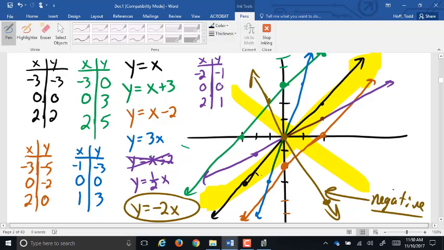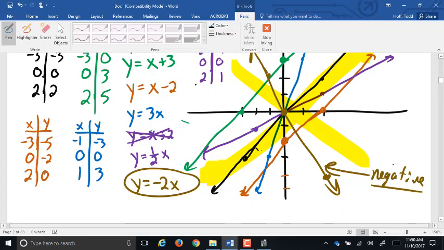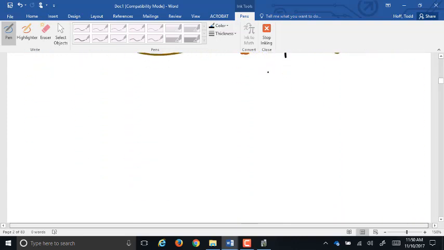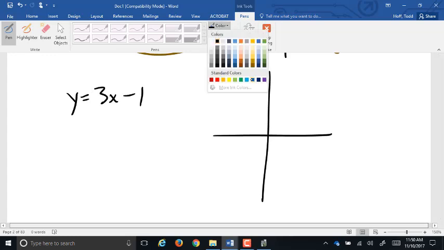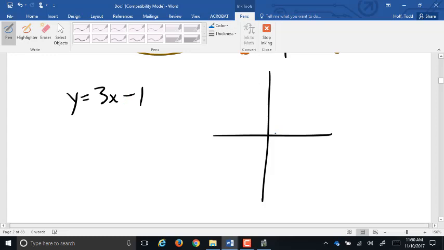So there's only two things that can possibly happen to these graphs. The number that's added or subtracted means instead of going through the center, it moves down. So the fact that this is -1 means we go down 1 and the graph starts there instead of starting at the center, at the origin. The 3 means it's steeper than normal. Something like that.